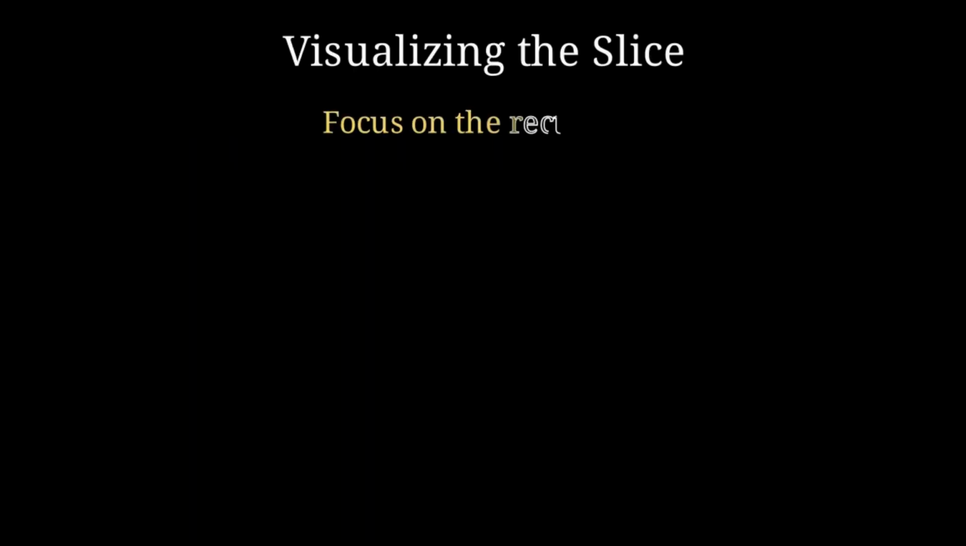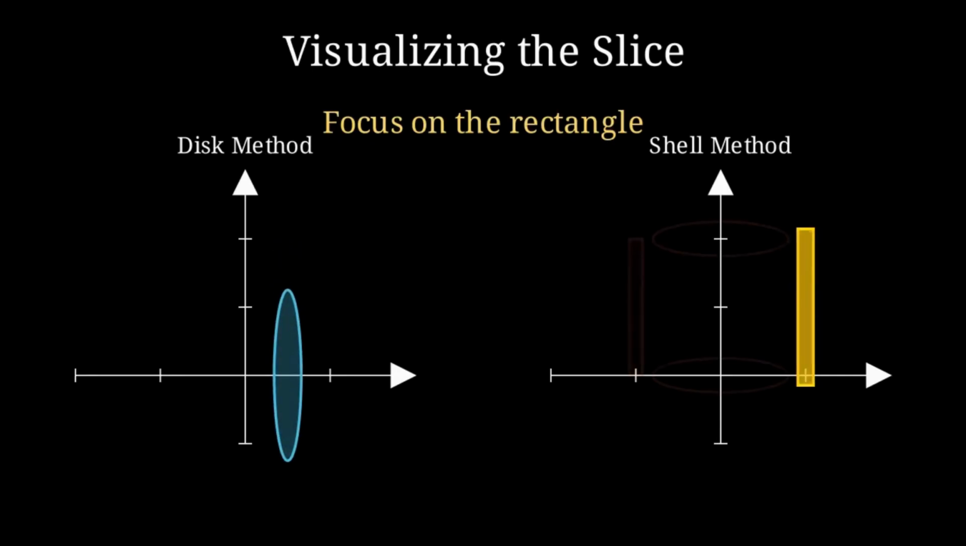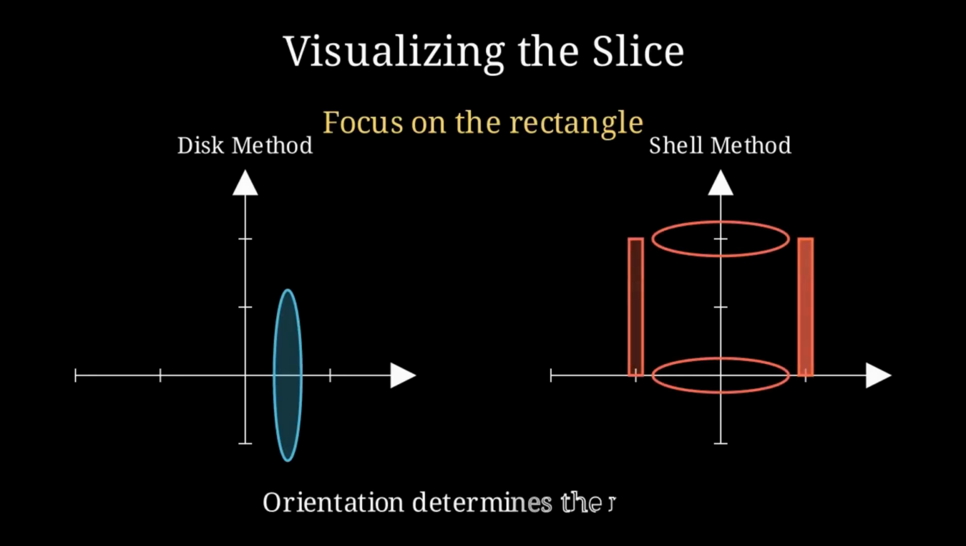If you ever get stuck, just draw a single representative rectangle in your 2D area. Rotate that one rectangle in your mind. Does it form a flat disk or a tall hollow pipe? That mental image will tell you exactly which formula to use every time.